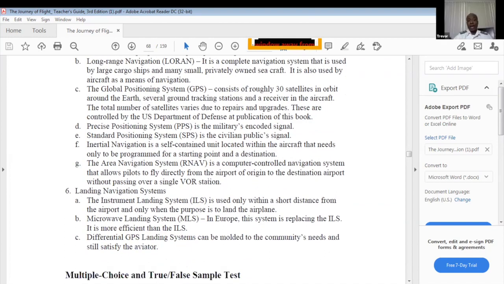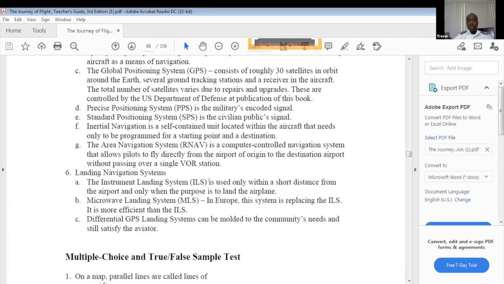Landing navigation systems: we have things like the instrument landing system and the microwave landing system, and those are precise navigation systems. You can put them in categories. You have precision approaches, which use the ILS, instrument landing system, which gives you a glide slope and a localizer course that you want to have cross right in the middle. And once they cross right in the middle, you're on that glide slope, 3 degrees coming down.